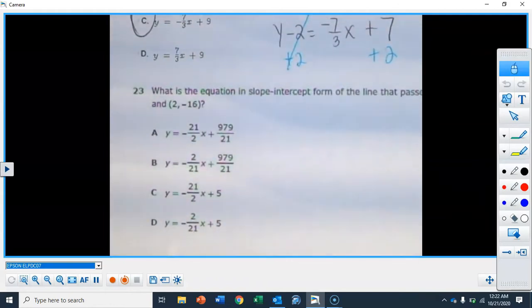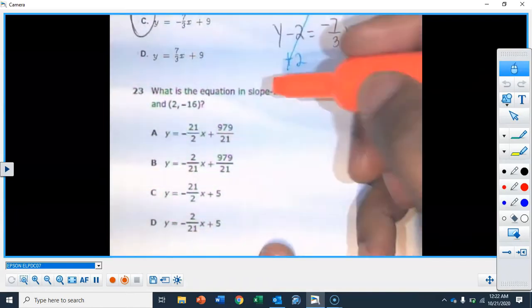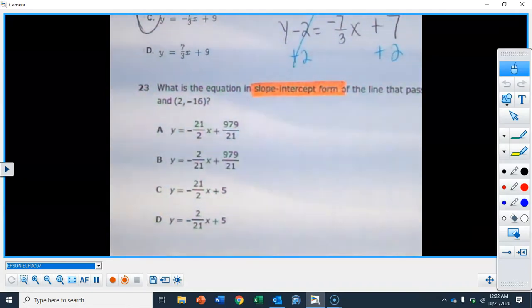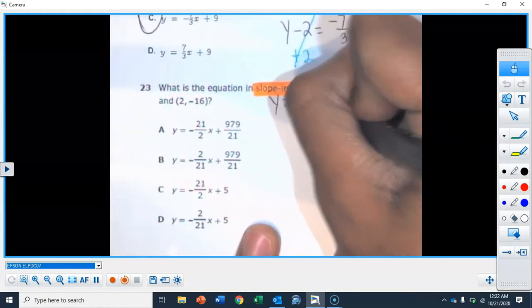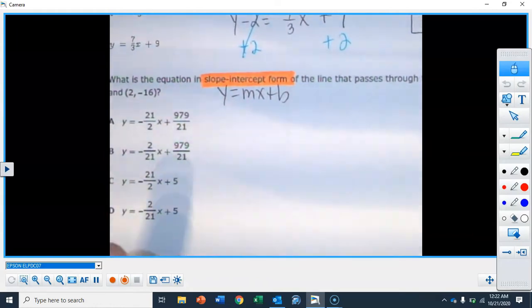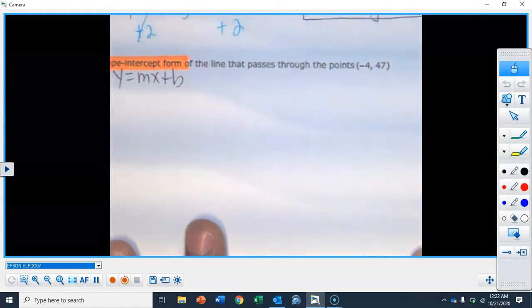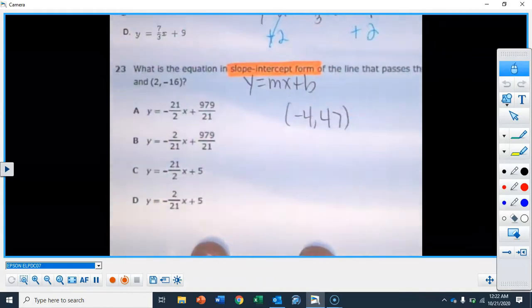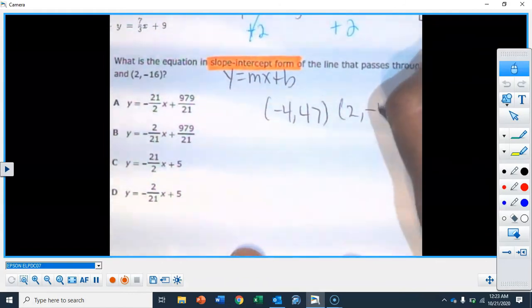It says, write what is the equation in slope-intercept form. So as soon as you see these different words or vocabulary or these different forms for equations, you should start really hammering down what they look like and what they're asking you to put it in. So this one is y equal mx plus b. That's the slope-intercept form. And this particular equation they want, it passes through the point negative 4 comma 47. So I'm going to put negative 4 comma 47. And it also passes through the point 2 comma negative 16.